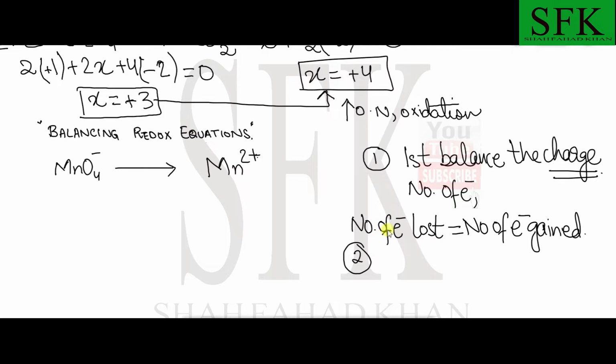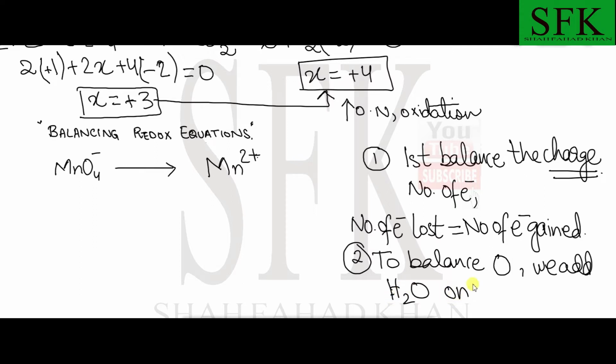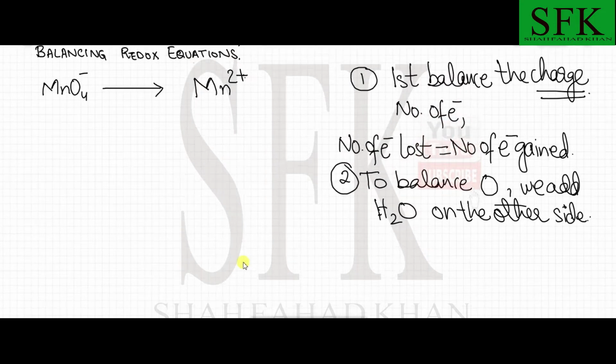The second rule is that in order to balance the oxygen atoms, we add water molecules on the other side of the equation. Water on the other side of the equation. So basically, I'm gonna talk about this while balancing the equation, but this is the second rule.